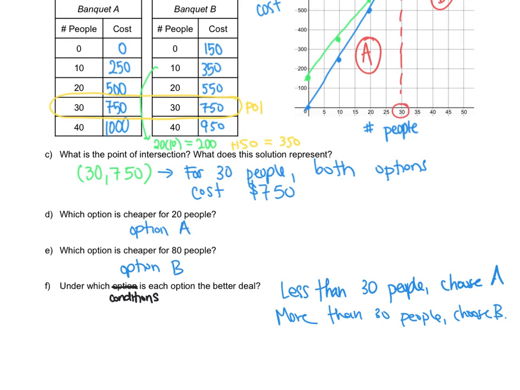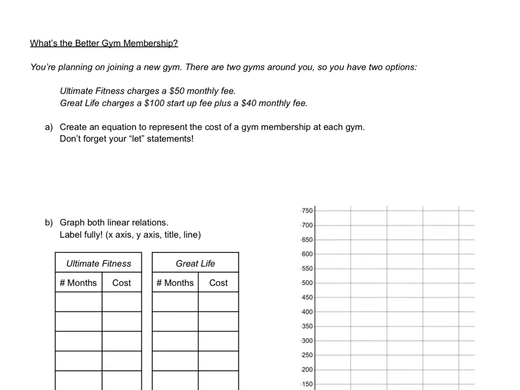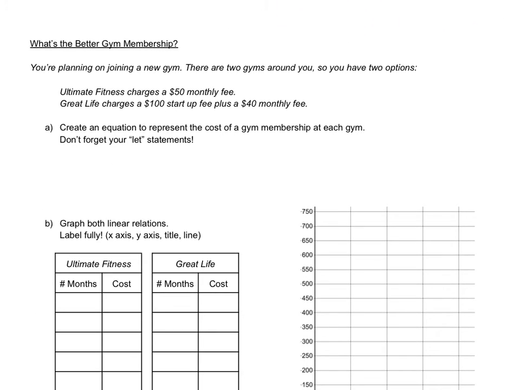All right, let's try the next one. For the next one, we have a gym membership. So you're planning to join a new gym. There are 2 gyms around you, so you have 2 options. Ultimate Fitness charges $50 monthly fee, so $50 per month, and Great Life charges a $100 startup fee plus $40 per month. So here's the rate, $50 monthly fee, $40 monthly fee, and then we have the initial cost just for Great Life. So we are talking about cost, and our cost depends on the number of months.